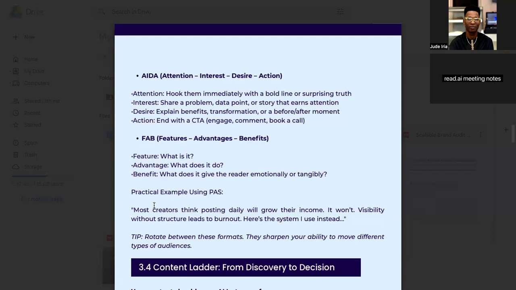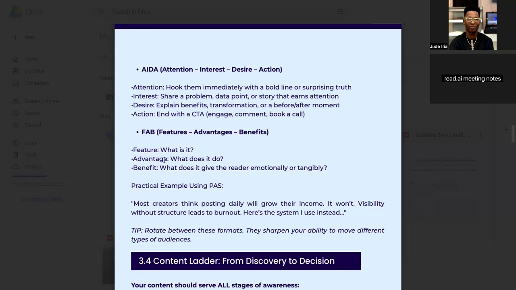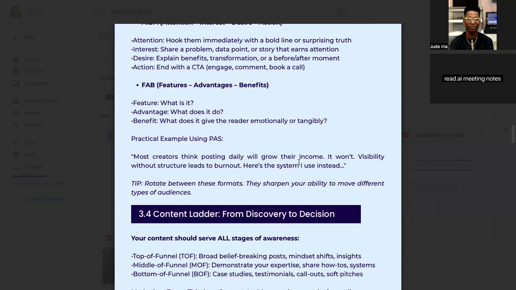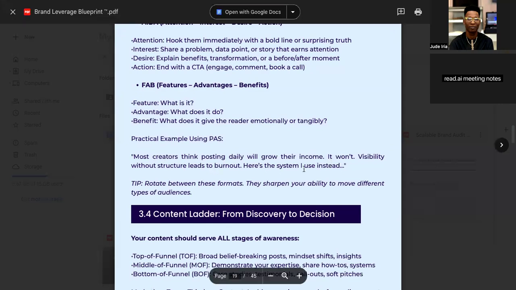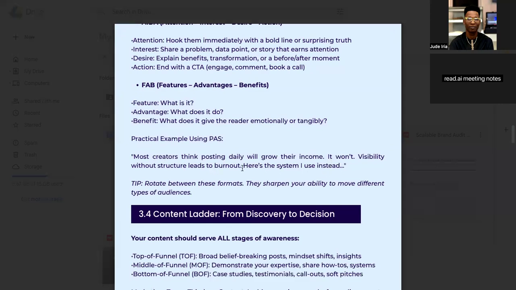Now a practical use of the PAS formula. Most creators think posting daily will grow their income. It won't. Visibility without structure leads to burnout. Here's the system I use instead. Now, this is a shocker. There are creators out there who have been posting consistently, but they are not getting results.